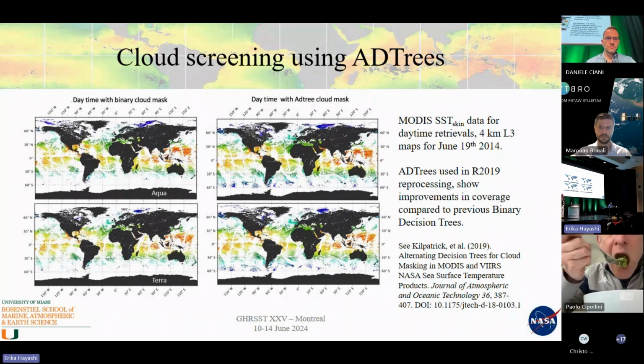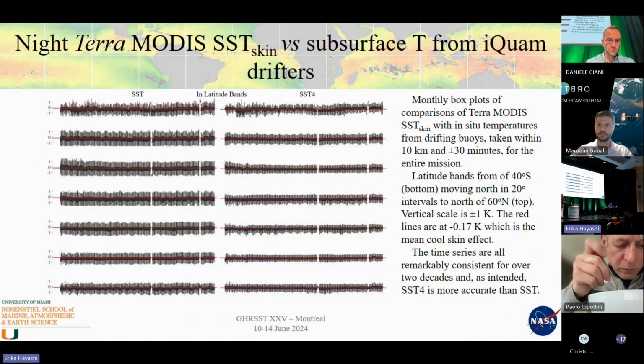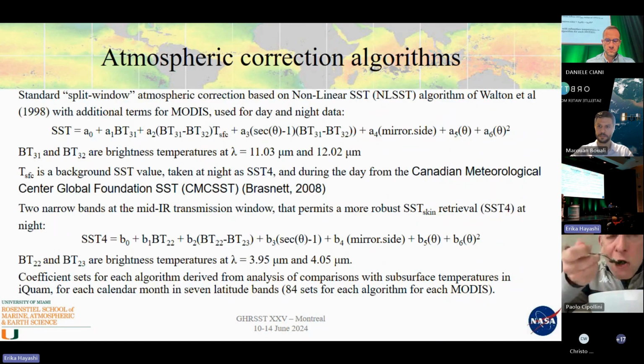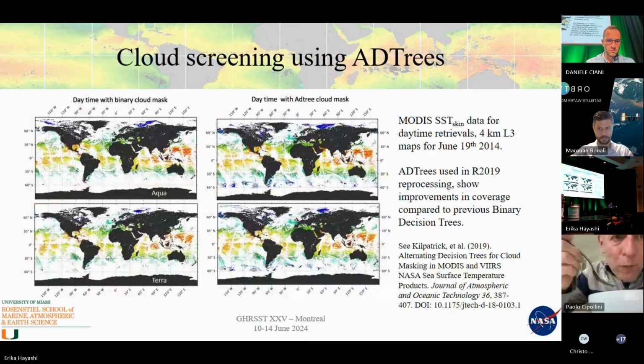For a pixel to be classified as cloud-free, it has to pass every test. And we realized very early on that there were areas where there was clearly too much cloud identified.